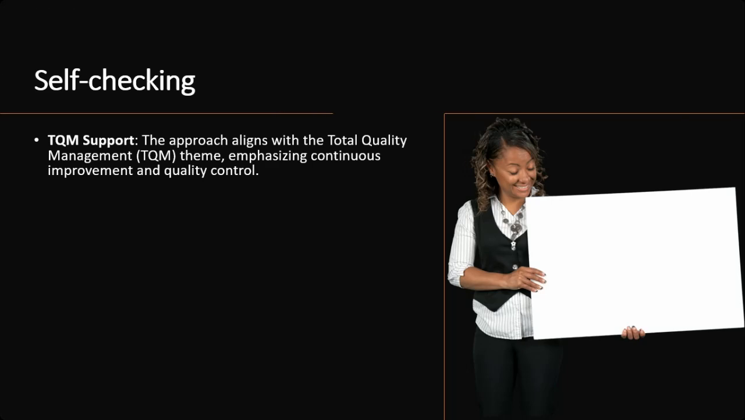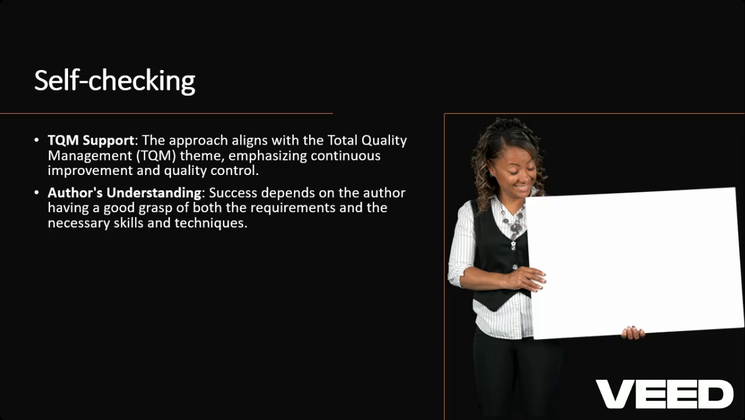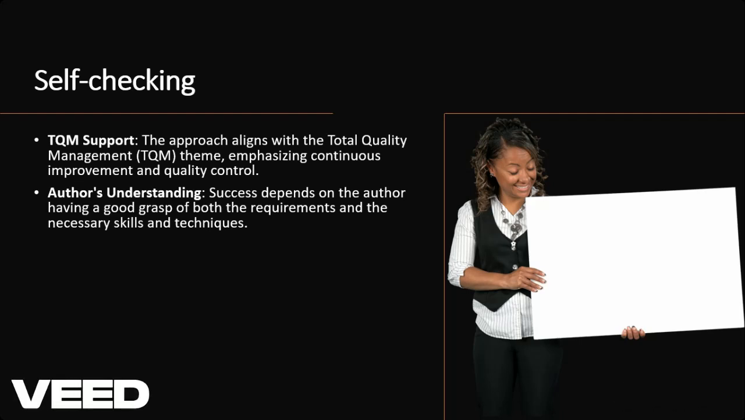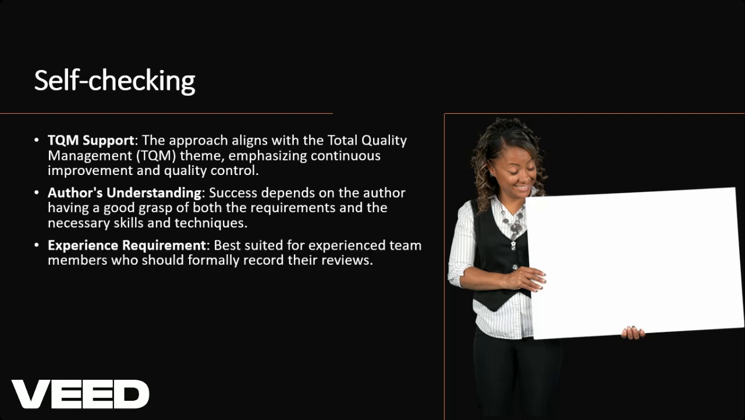Self-checking is one of the techniques that is applied highly in total quality management, and this particular technique relies on the author of the work having a good understanding of the requirements and also the skills and techniques needed to identify any errors that may be in the product that they have developed. So, in short, you develop something. If I write a particular code or I complete a particular work package, then as part of my completion, I go through to check for errors and also requirement adherence.